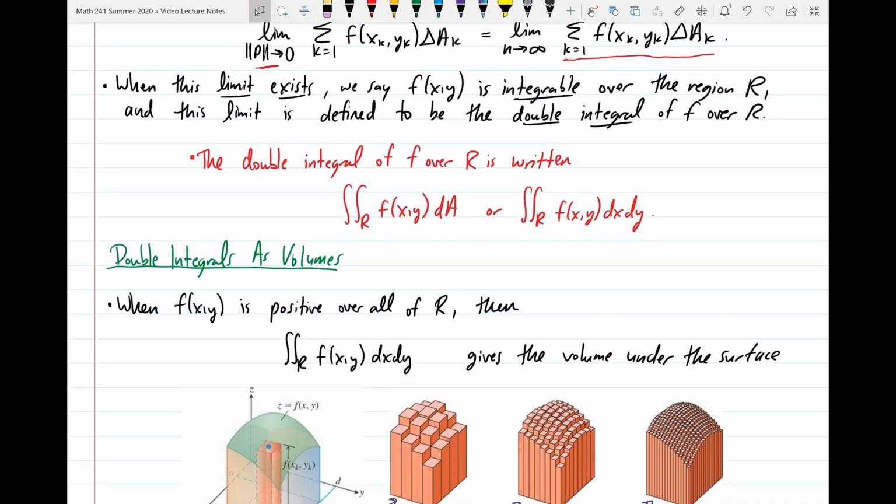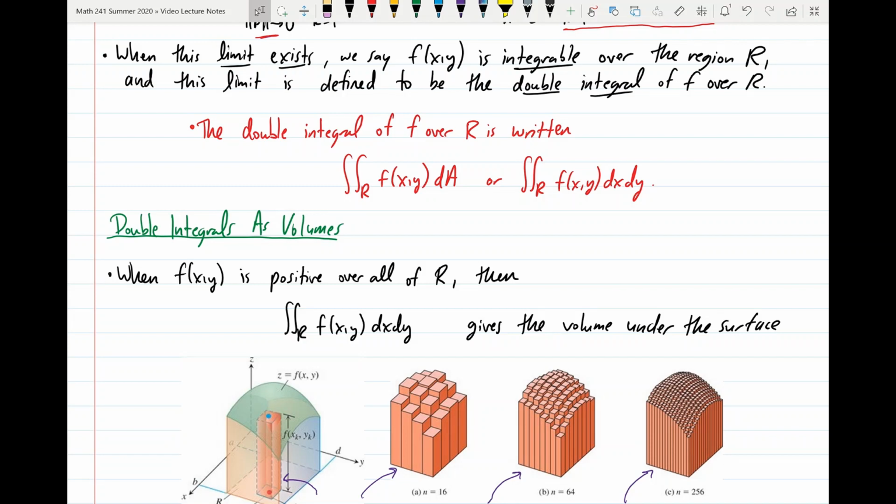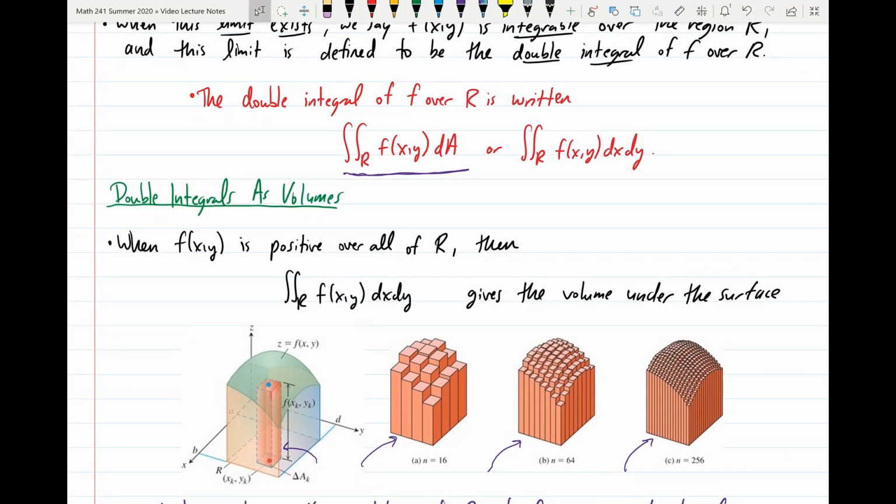So when this limit exists and the function is integrable over R, then that limit will be the double integral of f over R, and we write the double integral of f over R with these expressions here. So either one would be fine. You write two integral signs sub R, where R is that region that we're integrating over, of f of xy dA, or you could write it as the double integral sub R for our region R of f of xy dx dy. Either notation is absolutely fine.